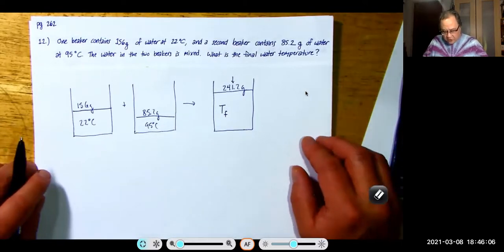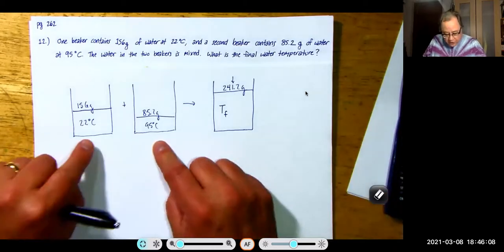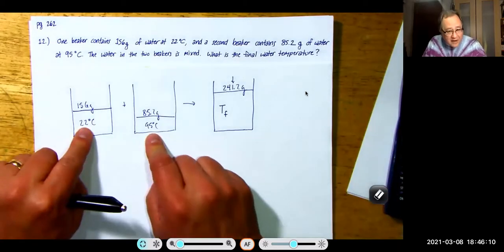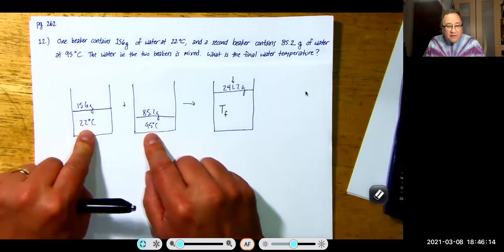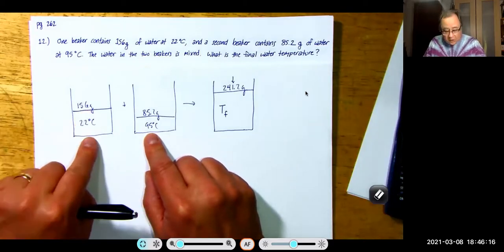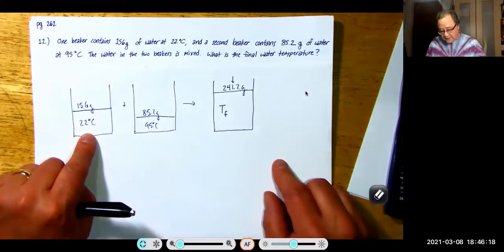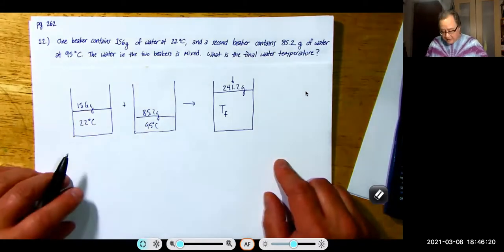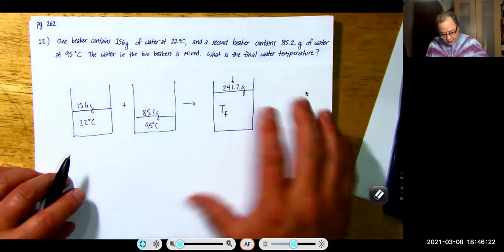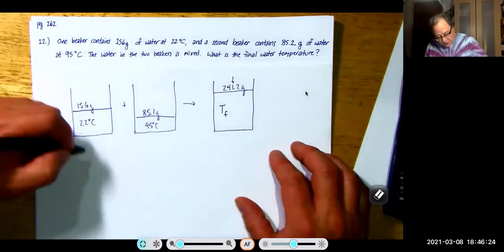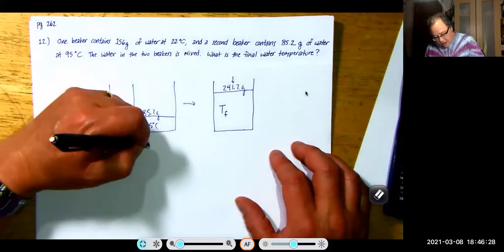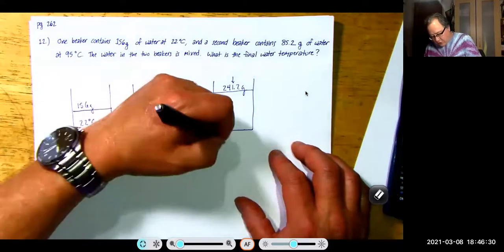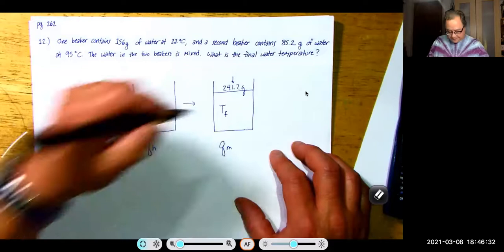Now, should the final temp be closer to 22 or should it be closer to 95? I'm thinking it'll be closer to 22 because we have more of the 22 degree water than the 95 degree water. Fair enough? So how do we solve this? Well, I'm going to call this Q of the cold, Q of the hot, and Q of the mixed waters, right?